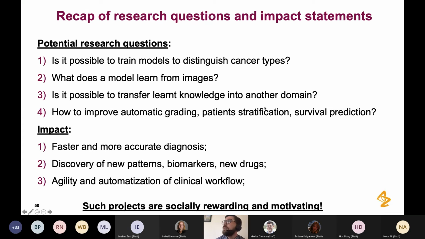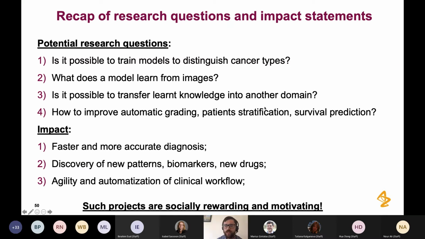So here I would like to recap some research questions. These are the research questions we usually face. Is it possible to train models to distinguish cancer types, for example squamous lung cancer or adenocarcinoma? Then also, what does a model learn from images? We'd like to interpret it and see if there's biology inside. In that case, you want to extract that information and show it to domain experts.